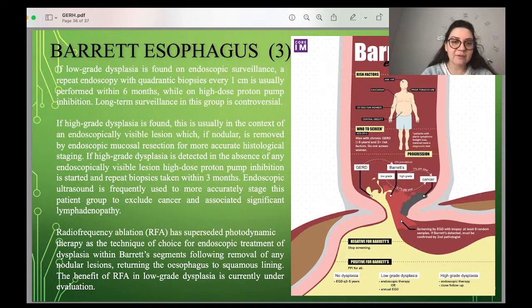Radiofrequency ablation has superseded photodynamic therapy as the technique of choice for endoscopic treatment of dysplasia within Barrett's segments following removal of any nodular lesions, returning the esophagus to squamous lining. The benefit of radiofrequency ablation in low-grade dysplasia is currently under evaluation. Now it is investigated widely.